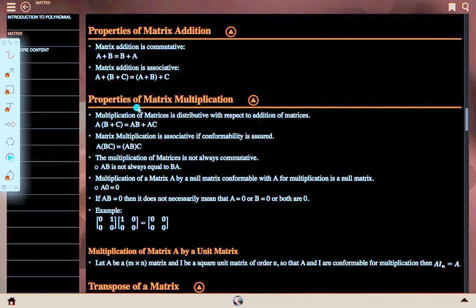Properties of matrix multiplication. Multiplication of matrices is distributive with respect to addition of matrices: A into B plus C is equal to AB plus AC. Matrix multiplication is associative if conformability is assured: A into BC equals AB into C.